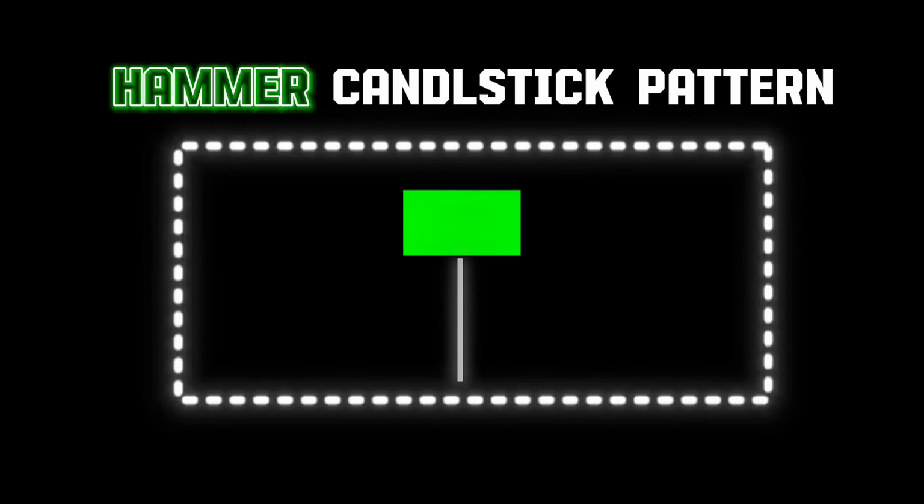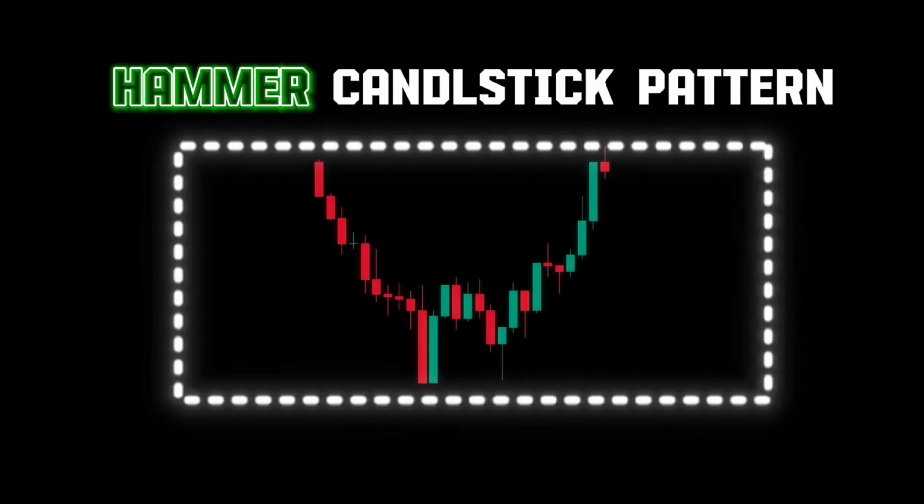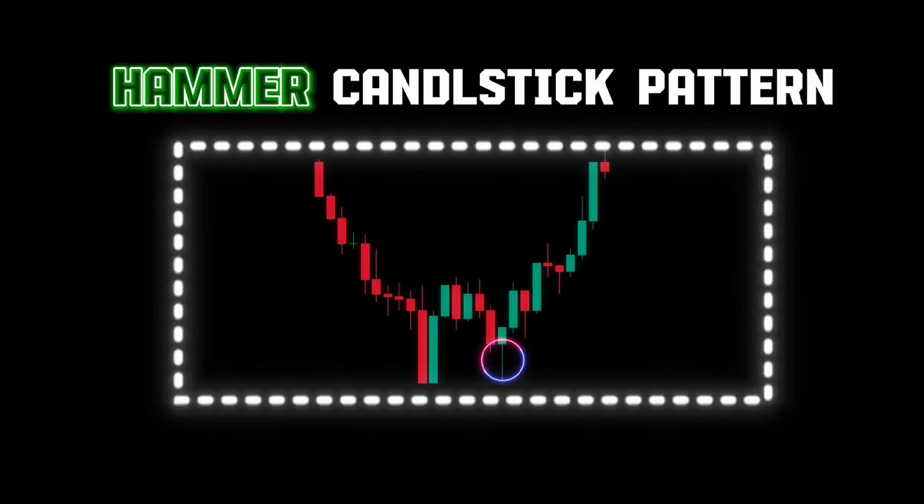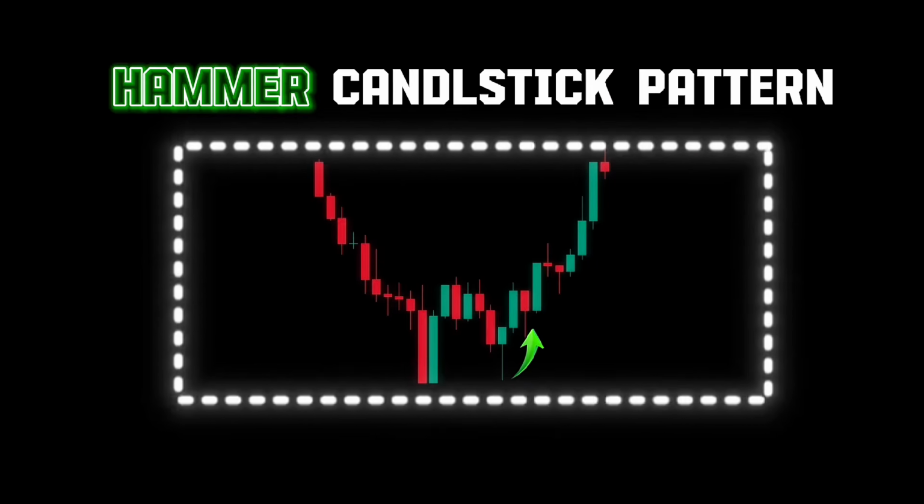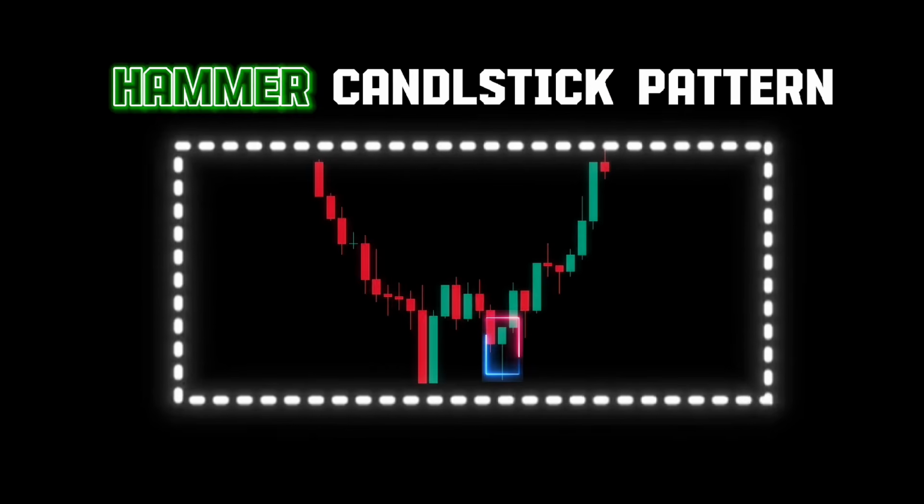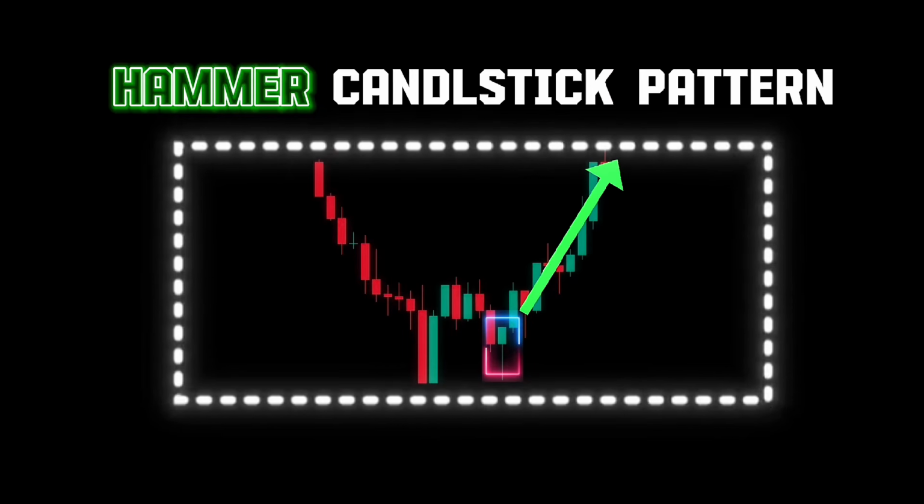Now let's look at it on a real chart. The market is clearly in a downtrend. But as price approaches a key support zone and tries to break below it, buyers step in with strong momentum. A hammer forms right at the bottom, and the market immediately reverses direction upward. That's the power of a correctly placed hammer.